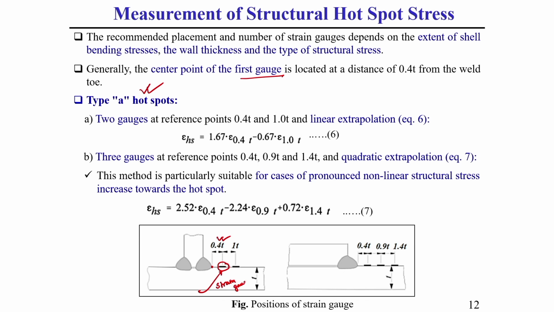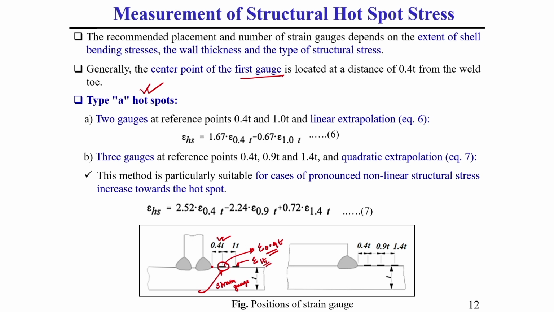This strain gauge generally we use to find out the strain value when the structure is subjected to loading. So, this strain value we can represent as ε at 0.4 T. Similarly, at location 1 T we need to put another strain gauge, where the strain value will be ε at 1 T. These two strain gauges we need to insert there, and we need to apply the load on this structure.